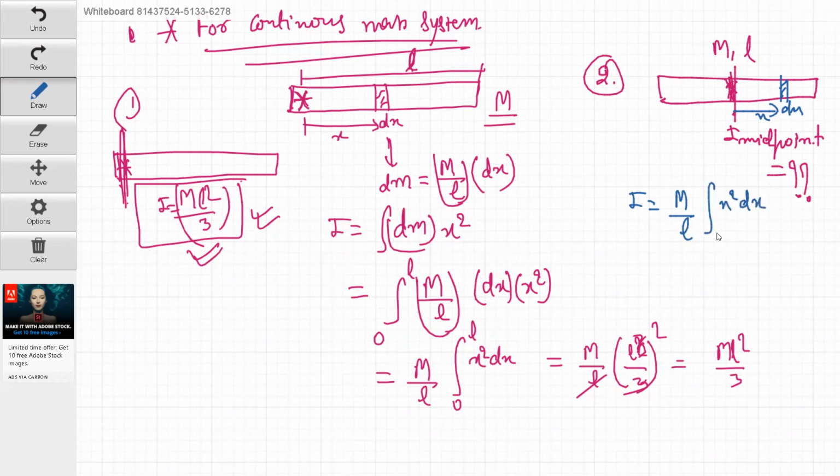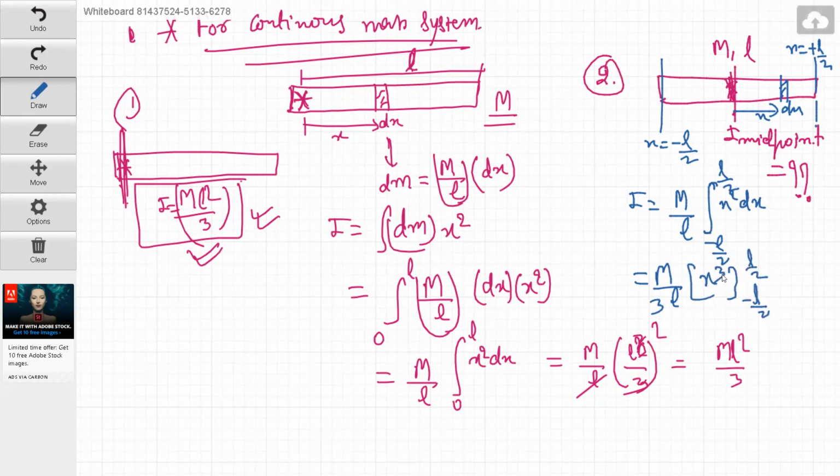But this time the limit has been changed. The limit of integration is x equals minus L by 2 to x equals plus L by 2. Isn't it? So this is equal to M by L into x cube by 3, and the integration goes from minus L by 2 to plus L by 2.